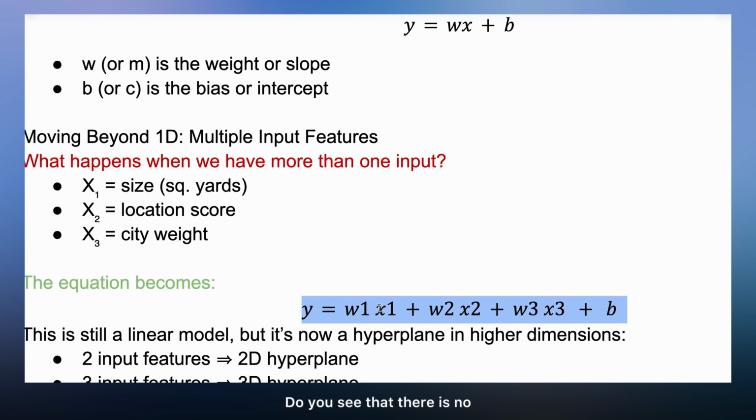It is going to produce a hyperplane. It is going to produce a line. It is never going to produce a non-linear curve, right? That's why it is a linear model, right?